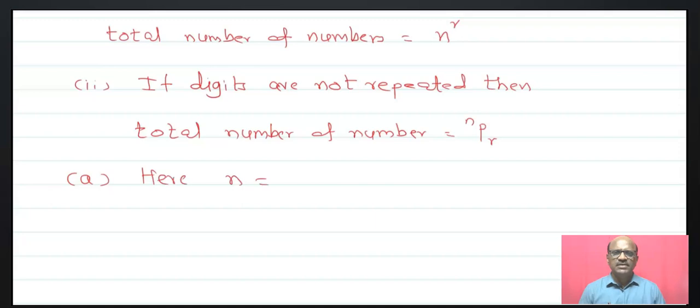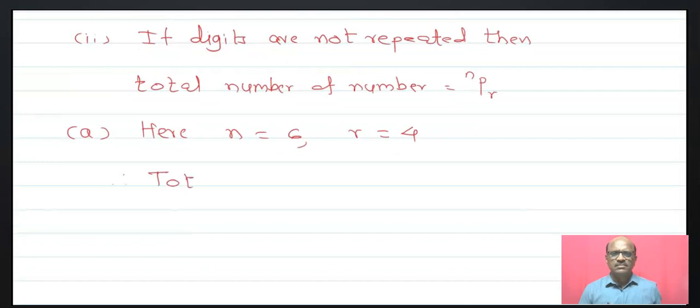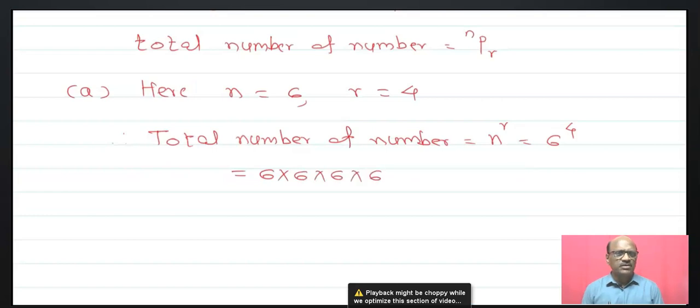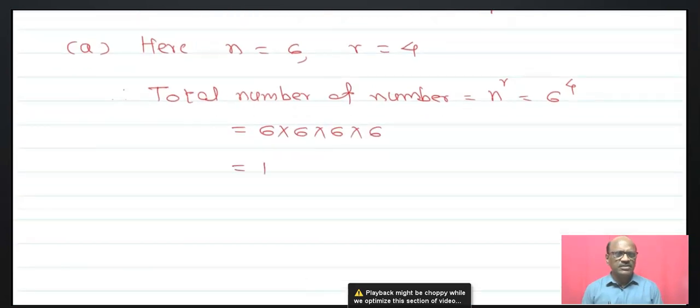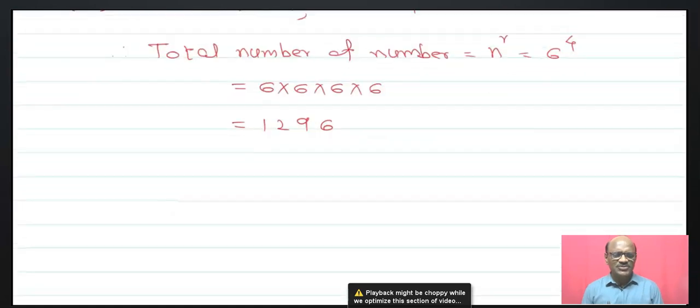Therefore, here n is equal to 6, r is equal to 4. Therefore, the total number of numbers is equal to n raised to r, that is 6 raised to 4, and it is written as 6 into 6 into 6 into 6, that is 4 times, that is 1296.